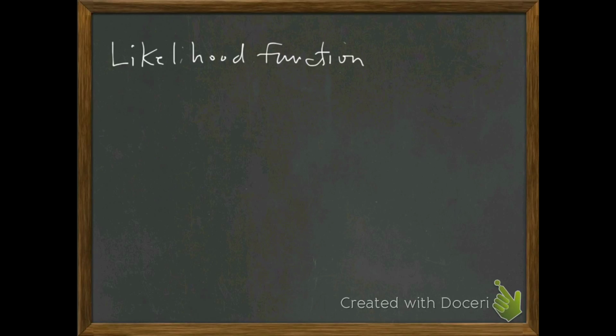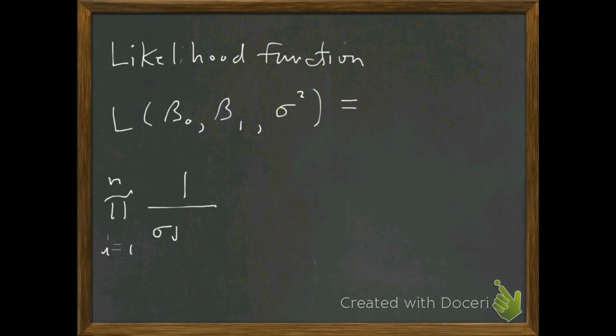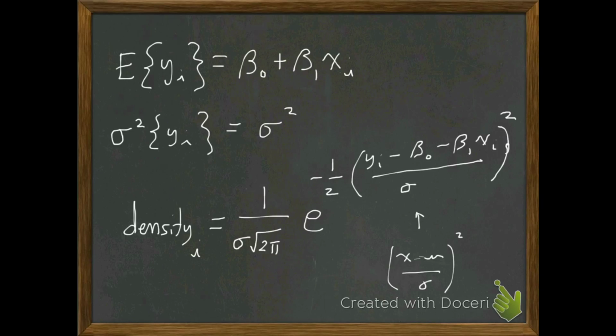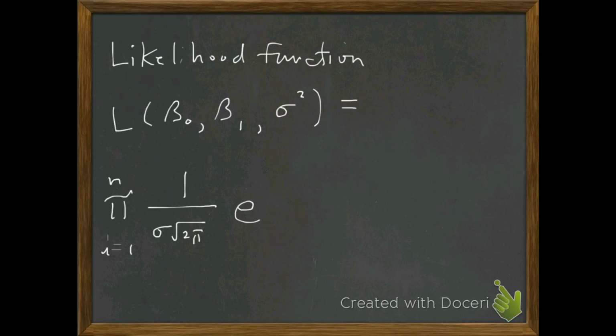in general, so the likelihood given beta 0, beta 1, sigma squared is going to be the product from i equals 1 to n of 1 over the square root of 2 pi sigma squared, e to the... let's see if we can clean this up a little bit. What should I do? Okay, let's do this. Yeah, this is good.